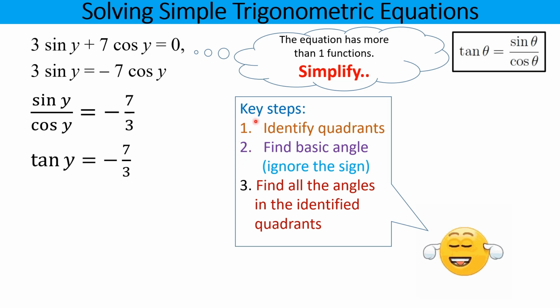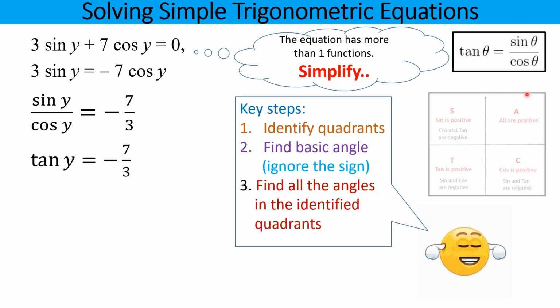You can always switch around and find the basic angle first before you identify the quadrant. It is perfectly fine. Just make sure that these 2 steps must be carried out before you move on to step 3. Okay, so let's move on to step number 1. Step 1 involves identifying the quadrants.